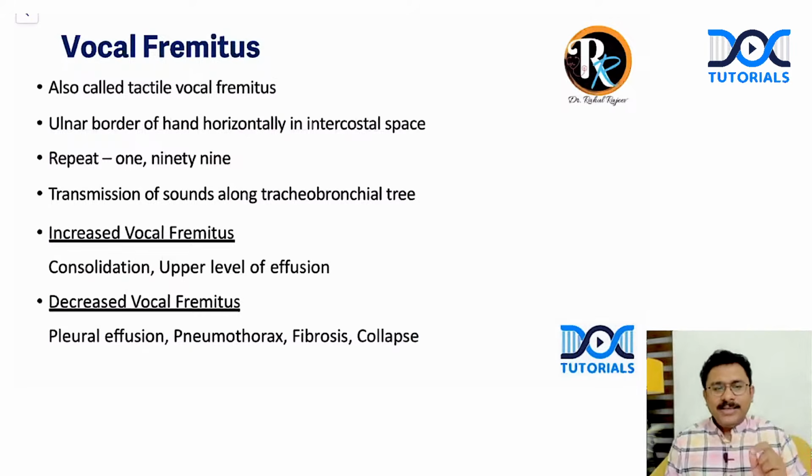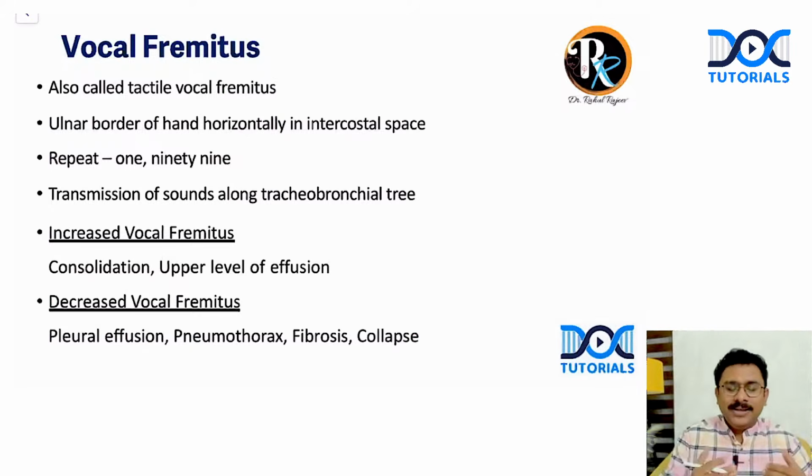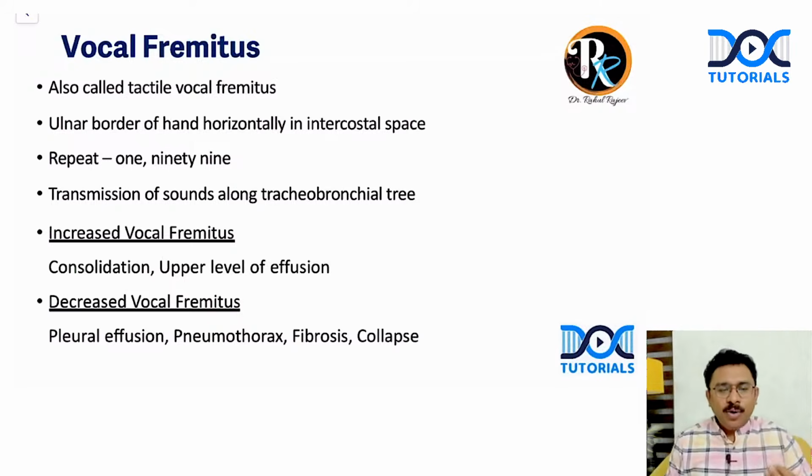And there are certain conditions in which the vocal fremitus will be increased, as in the case of consolidation or maybe even the upper level of a pleural effusion. And a decreased vocal fremitus can be seen in conditions like pleural effusion, pneumothorax, fibrosis, as well as collapse, where the conduction will be affected.